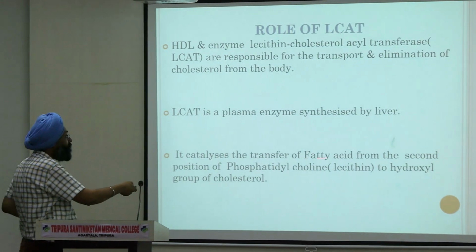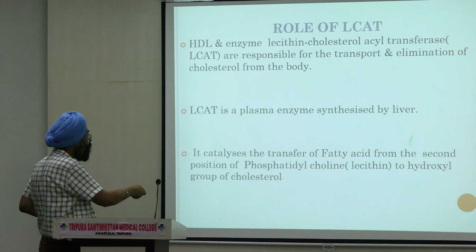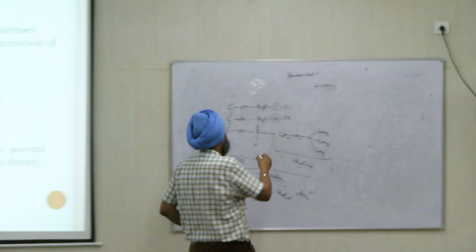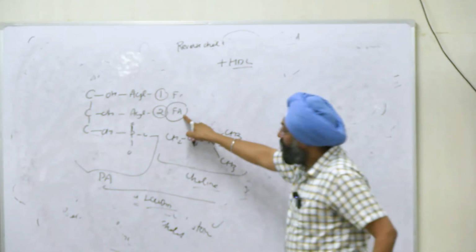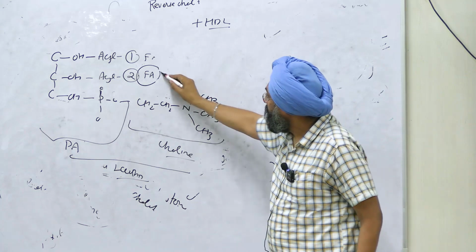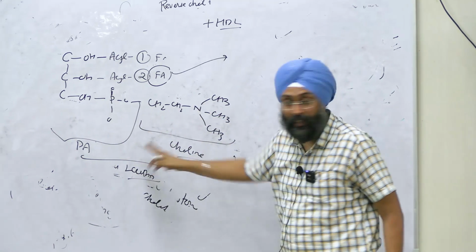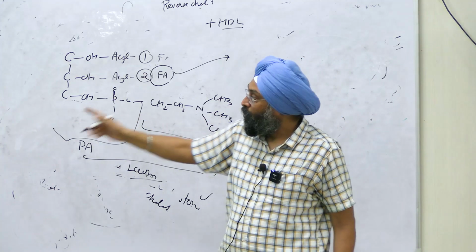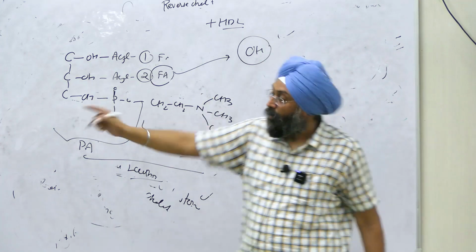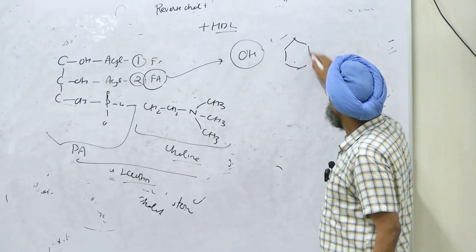It catalyzes the transfer of fatty acid from the second position of phosphatidylcholine to the hydroxy group of cholesterol. We have fatty acid at carbon number 2, right? It transfers the fatty acid from the second position of this phosphatidylcholine to the hydroxy group of cholesterol. Suppose I draw the structure of cholesterol like this, the basic structure.